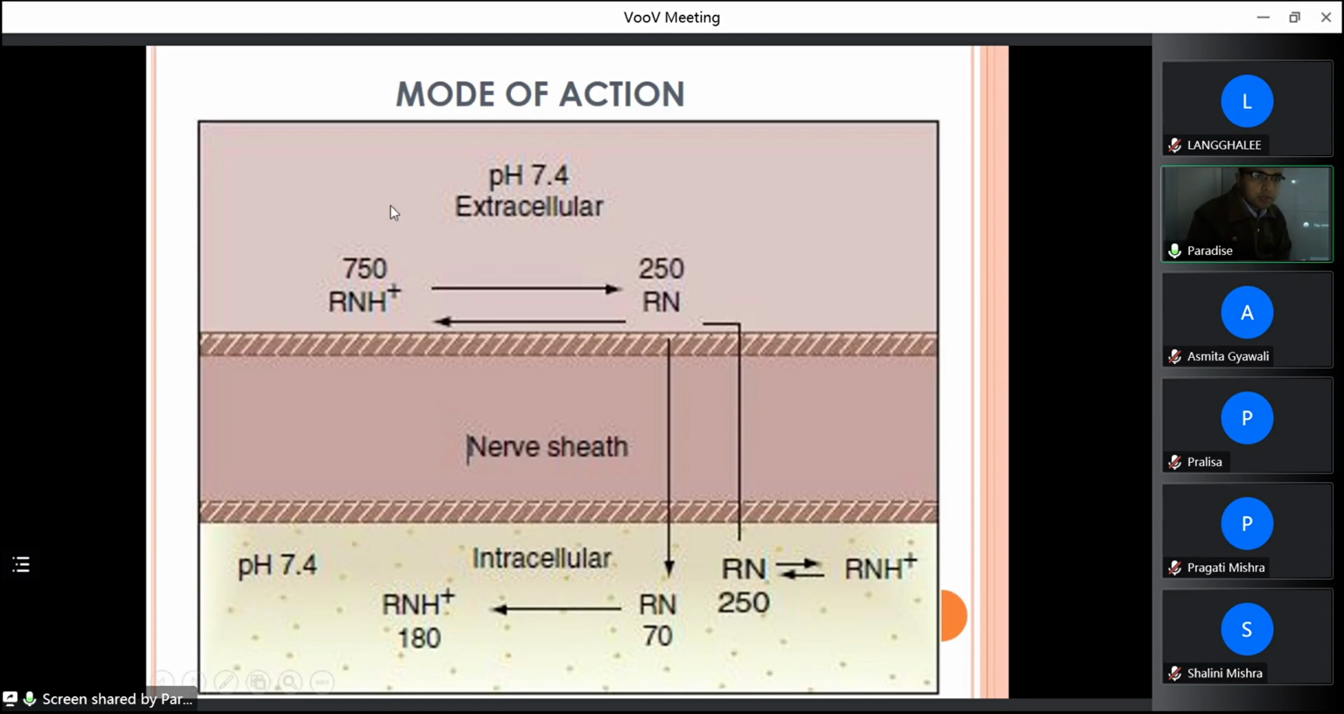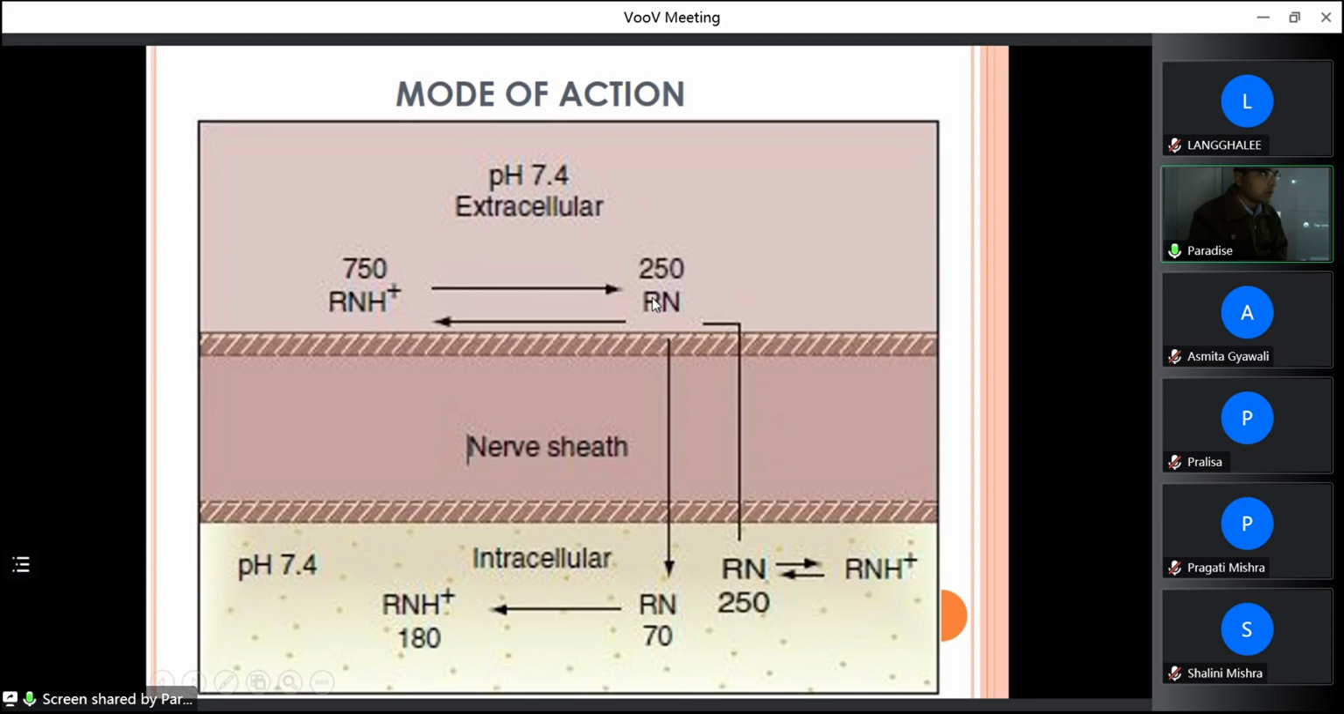Let's say you deposit 1000 molecules of RNH+. What will happen? The RNH+ will dissociate into RN and H+ ion. The H+ ion is not shown here because, as you know, hydrogen and hydroxyl ions are present everywhere, since water, H2O, is always in equilibrium. It forms H+ ion and hydroxyl ion, and they are in equilibrium. So H+, OH-, and H2O are present everywhere. That's why the H+ ion is not shown here. So the RNH+ will dissociate into RN and H+.